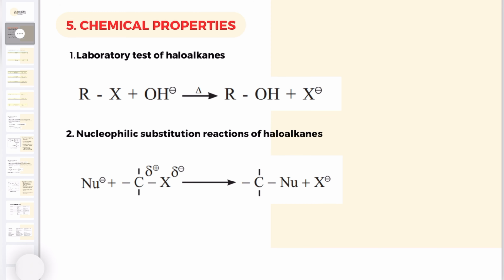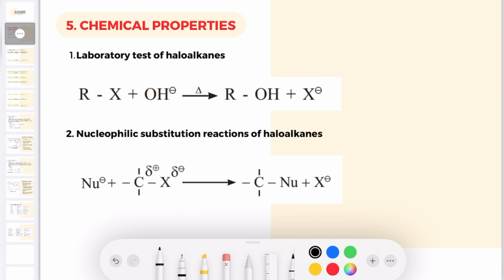If we take the alkyl halide treated with OH minus from either potassium hydroxide or sodium hydroxide, then the alcohol is prepared with formation of halide ion. This halide ion is a very reactive species. So when RX plus OH minus is heated, it gives rise to alcohol and X minus.